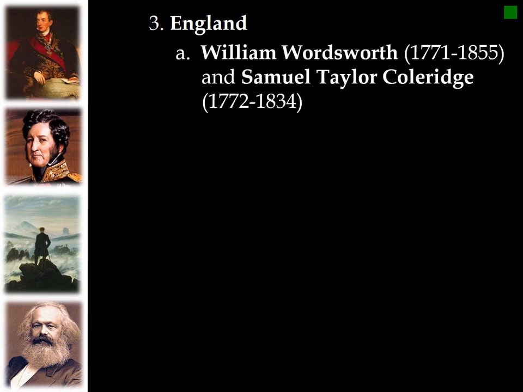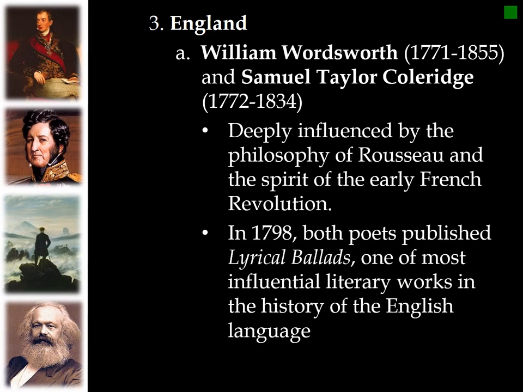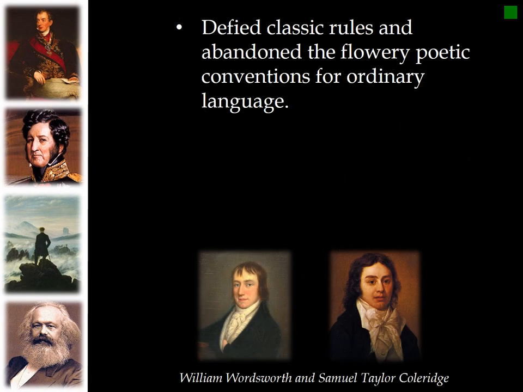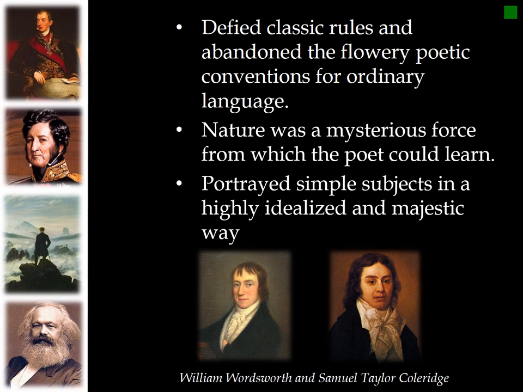In England, William Wordsworth and Samuel Taylor Coleridge were two of the most famous romantic writers. They were deeply influenced by the philosophy of Rousseau and the spirit of the early French Revolution, the moderate phase. In 1798, both poets published Lyrical Ballads, one of the most influential literary works in the history of the English language. It defied classic rules and abandoned the flowery poetic conventions for ordinary language. Nature was a mysterious force from which the poet could learn. It also portrayed simple subjects in a highly idealized and majestic way.